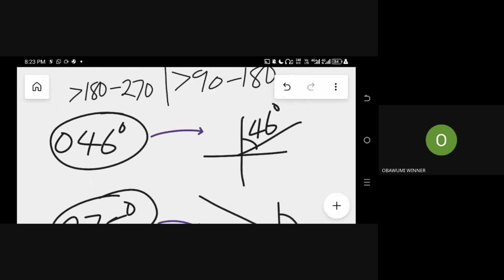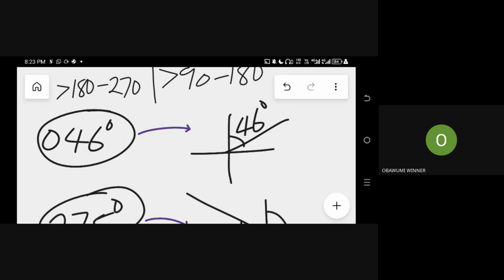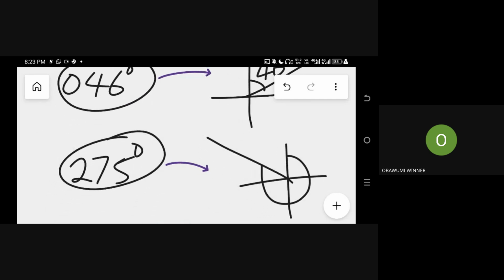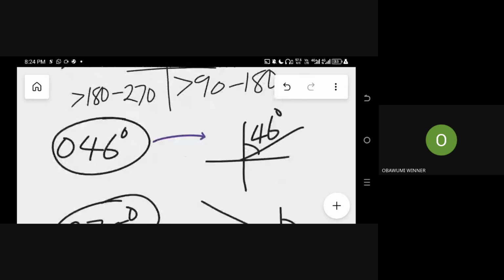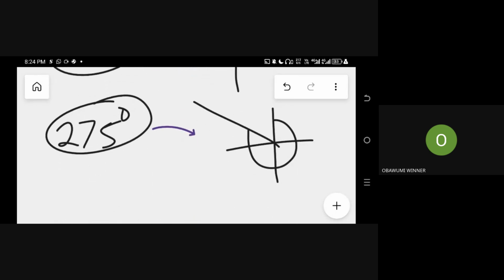Guys, remember, I asked the first question: where can I put 46 degrees? I said it's in the first quadrant because 46 is between 0 and 90. So I know it's in the first. Then I continued. I said, where can I put 275 degrees? You said greater than 270 to 360. So 275 degrees is in the fourth quadrant.